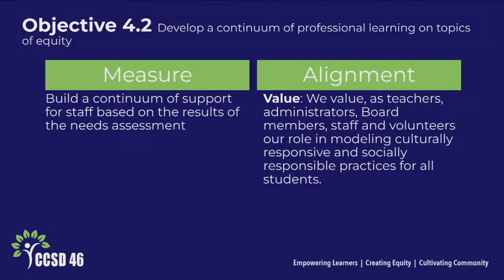Our next objective would be to develop a continuum of professional learning on topics of equity. So we'll move beyond the understanding piece and start to identify the needs so that we can develop a continuum of professional learning. We're going to be gathering information through needs assessments in the schools. This could look like a building walkthrough, focus groups, and surveys. Once we gather this information, we'll analyze it and create a differentiated professional learning plan based on those identified staff needs. This most closely aligns with our district value of modeling culturally responsive and socially responsible practices for all students.